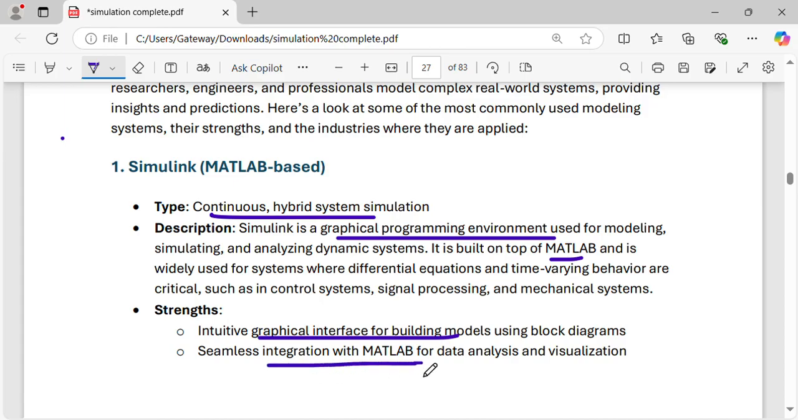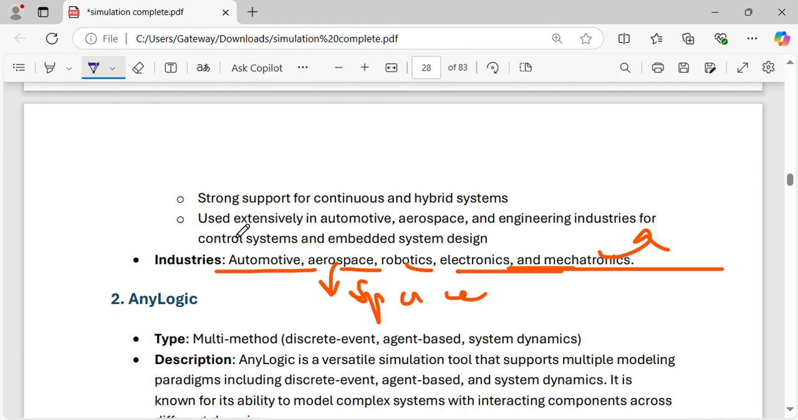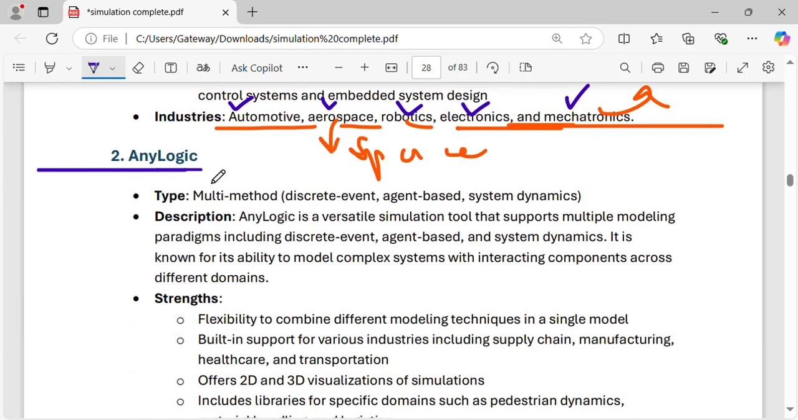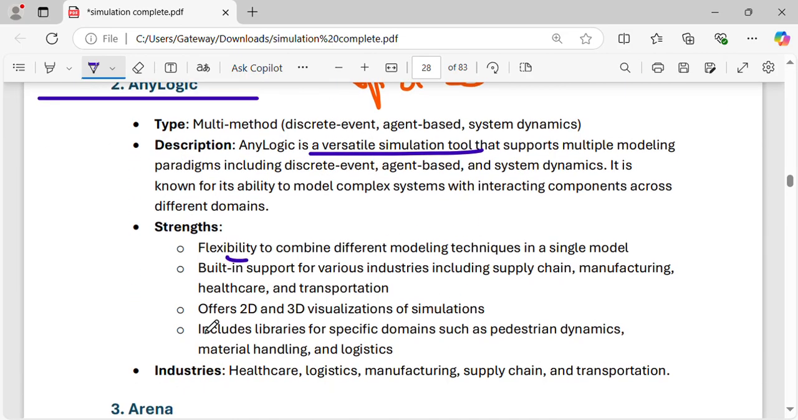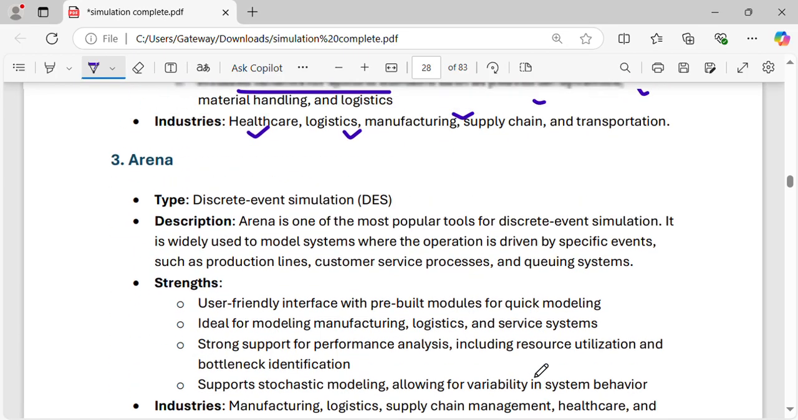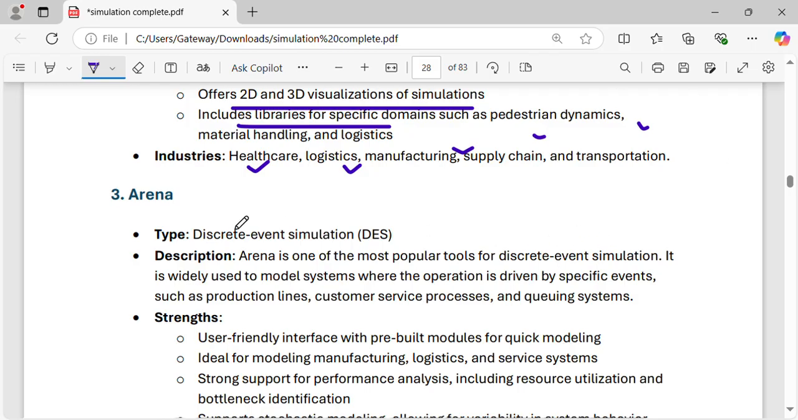It is integrated with MATLAB, which is also a language, and it is extensively used in automotive, aerospace, robotics, electronics, and mechatronics. AnyLogic is a multi-method, versatile simulation tool. It has strengths: 2D and 3D visualizations, libraries, and it is used for healthcare, logistics, manufacturing, supply chain, and transportation. Right, so you can add all of the models here because it is multi-method. There we can simulate all of that.